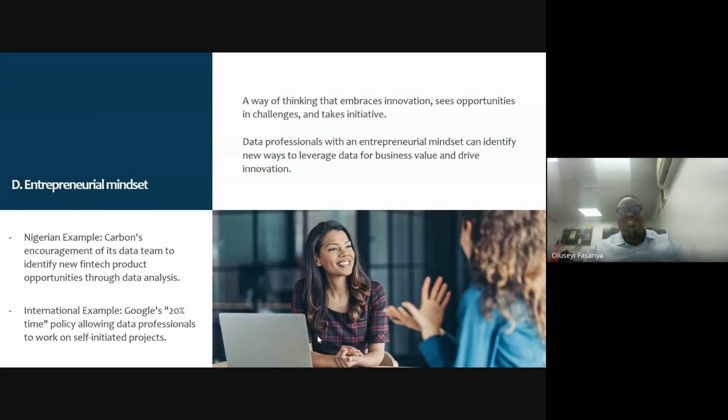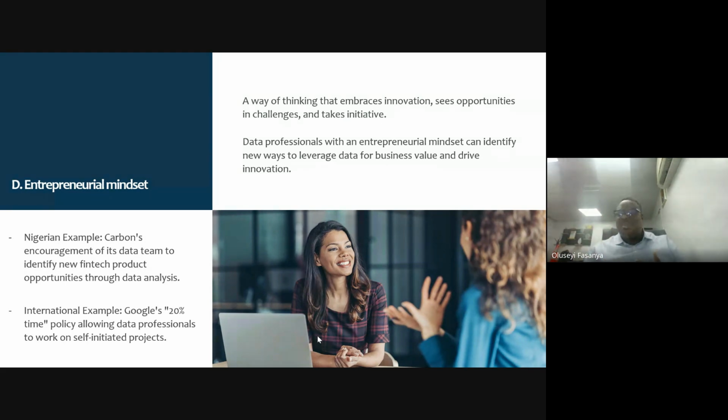You also need to have an entrepreneurial mindset. You understand? You come into business thinking like a business owner, a way of thinking that embraces innovation, sees opportunities in challenges, and takes initiative. And that mindset is very important. You need to have an open, flexible mindset. You need to have a growth mindset, you understand, where you see opportunities in all challenges. You won't complain, oh, this is tedious, this is tasking. No, you would always see opportunities in every challenge, and you would always be at the forefront of taking initiative.